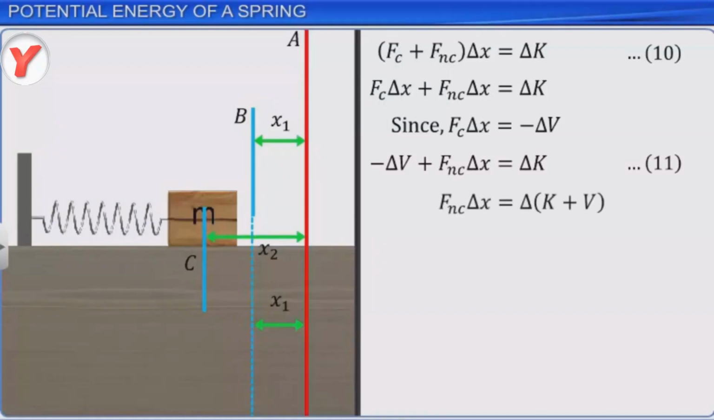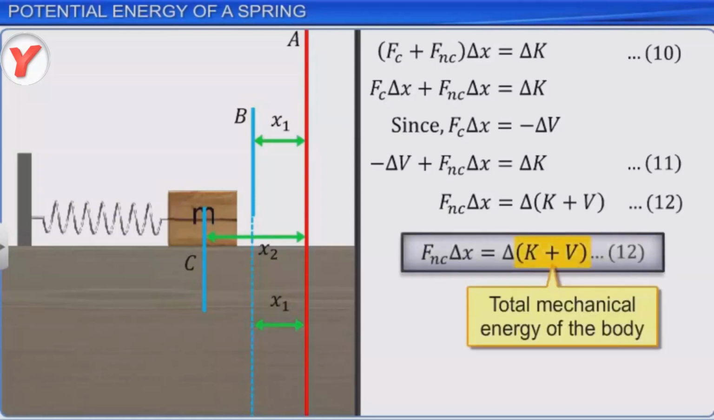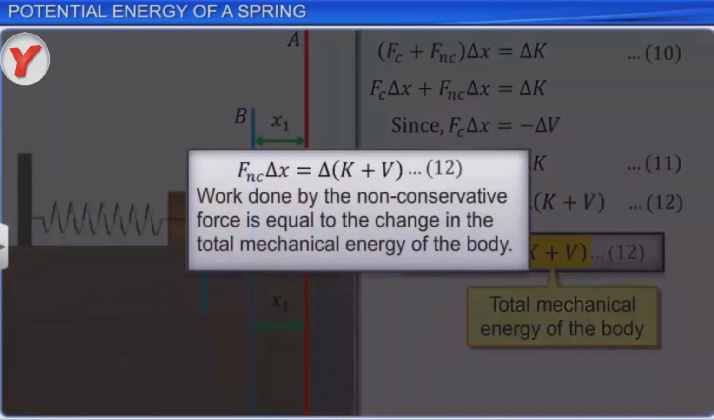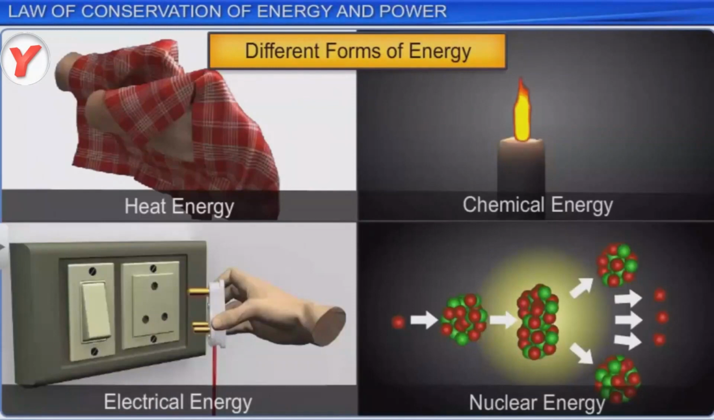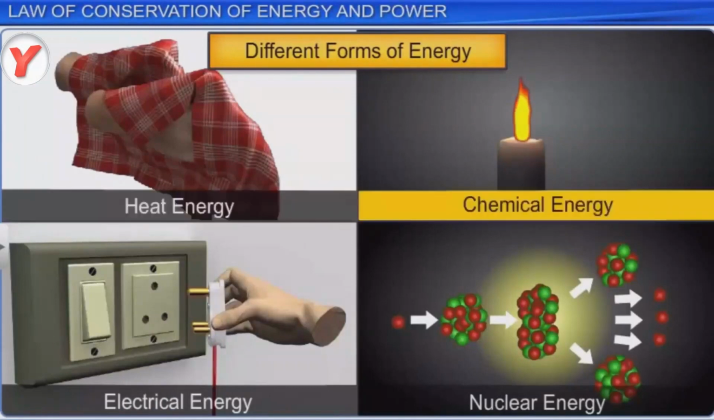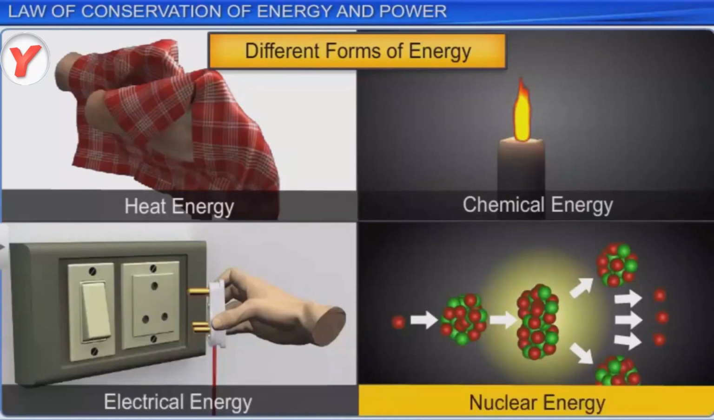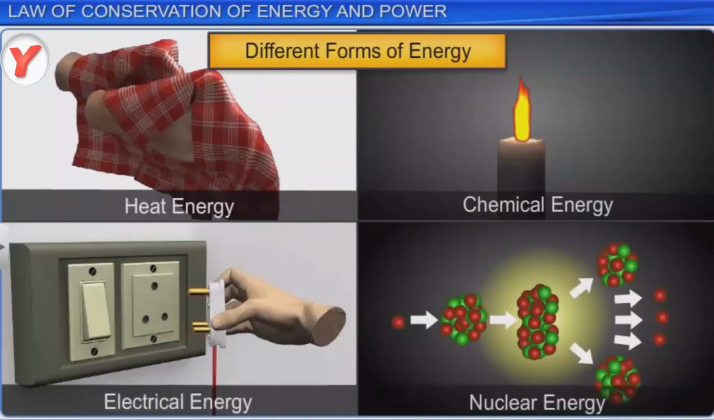We have Fnc delta x equal to delta of (K plus V). Let this be equation 12. Since K plus V is the total mechanical energy of the body, which is the sum of the kinetic and potential energy of the body, equation 12 shows that the work done by the non-conservative force is equal to the change in the total mechanical energy of the body. Some forms of energy that we will deal with in this module are heat energy, chemical energy, electrical energy, and nuclear energy.